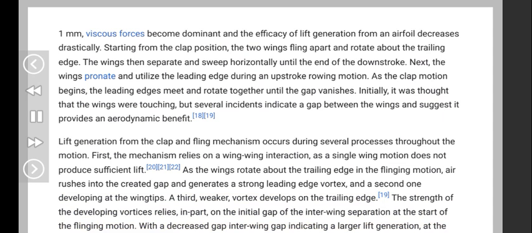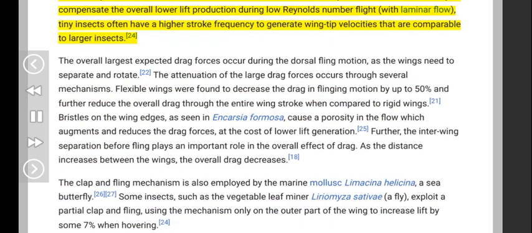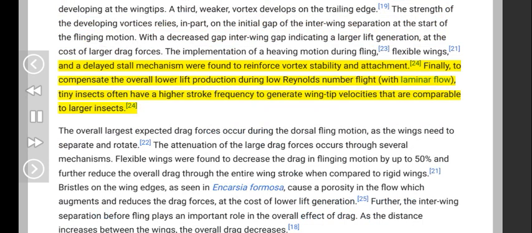The implementation of a heaving motion during fling, flexible wings, and a delayed stall mechanism were found to reinforce vortex stability and attachment. Finally, to compensate the overall lower lift production during low Reynolds number flight, with laminar flow, tiny insects often have a higher stroke frequency to generate wing tip velocities that are comparable to larger insects.